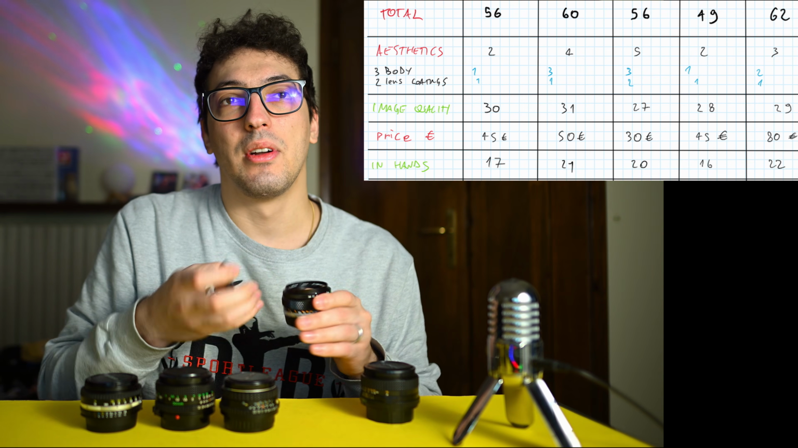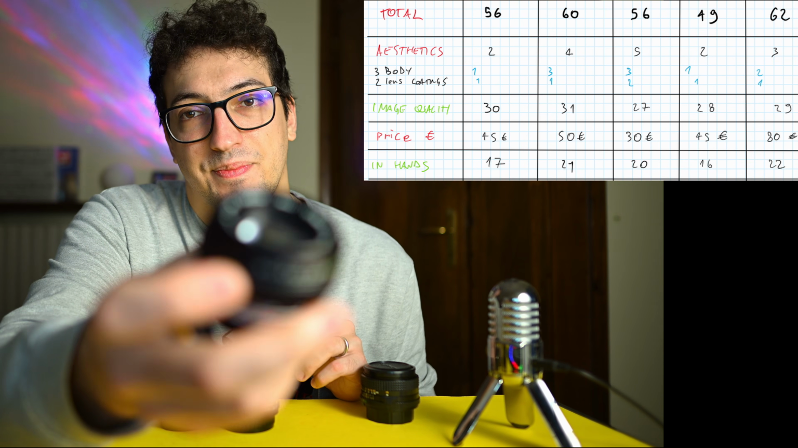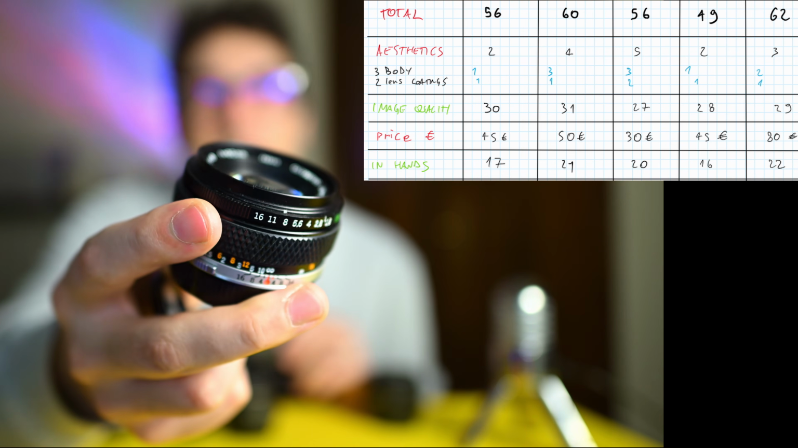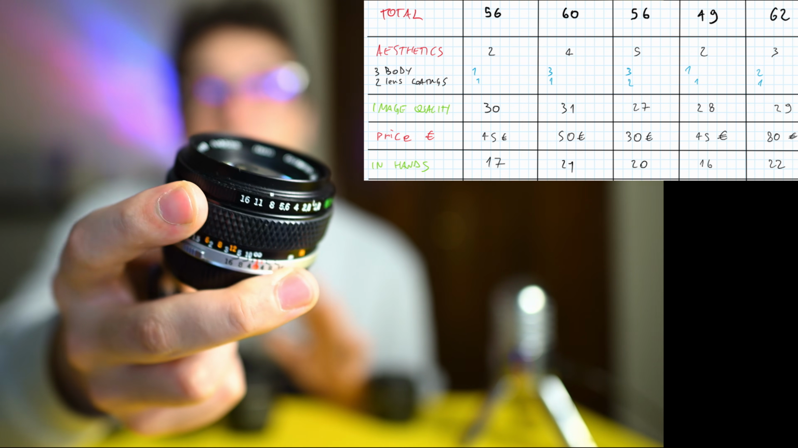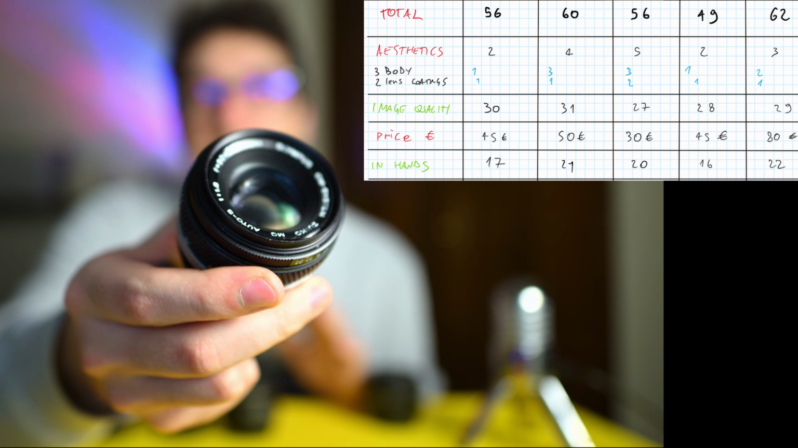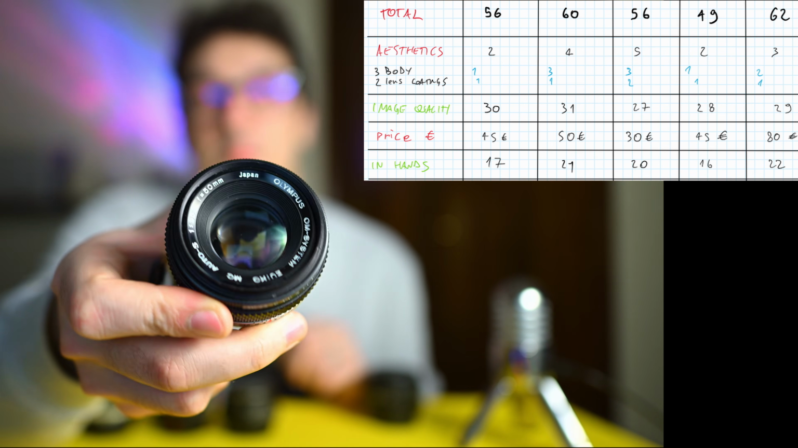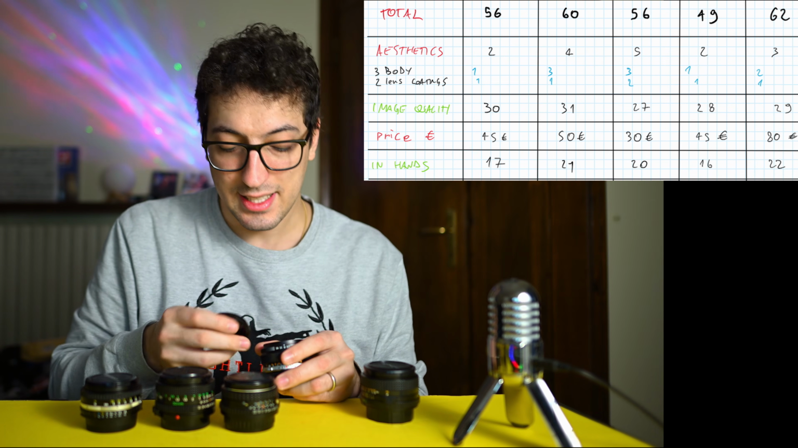Then we have got the Olympus, which is aesthetically more pleasant, more pleasure to see. 3 points for the body, I really like the aesthetic of this lens, and 1 point for the coatings, which are not the most beautiful coatings that we can see.